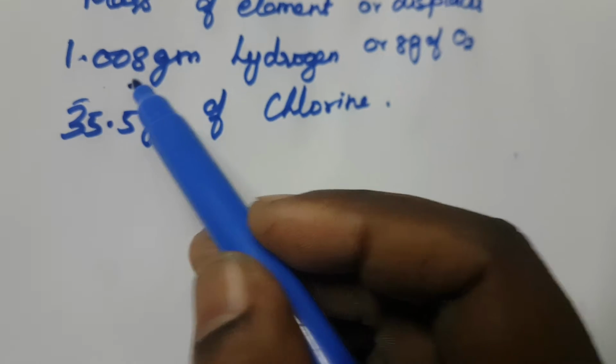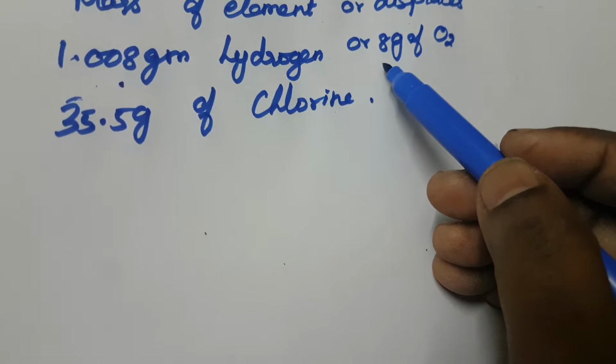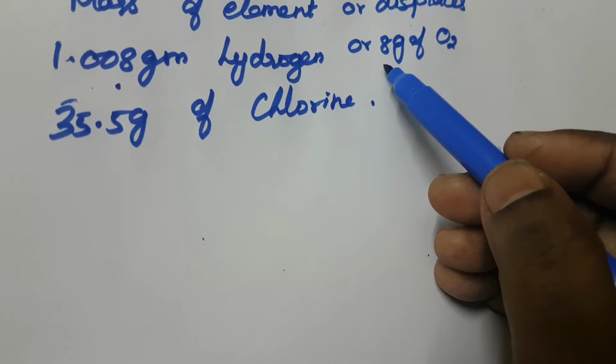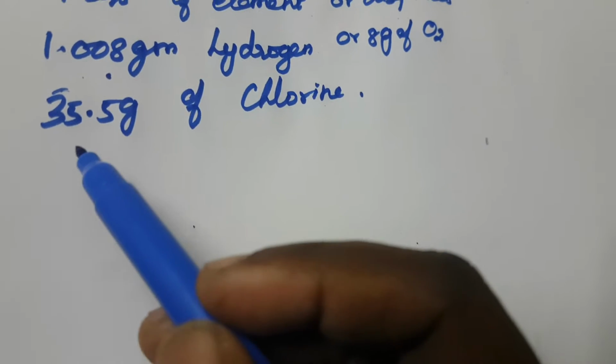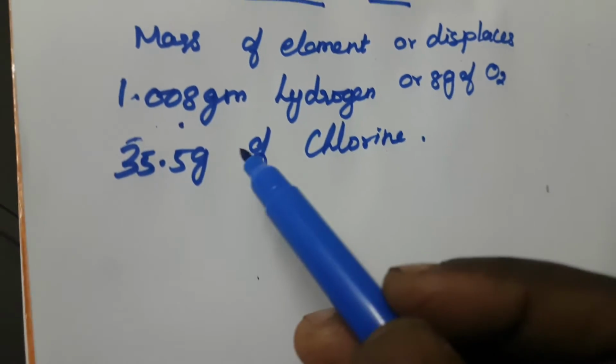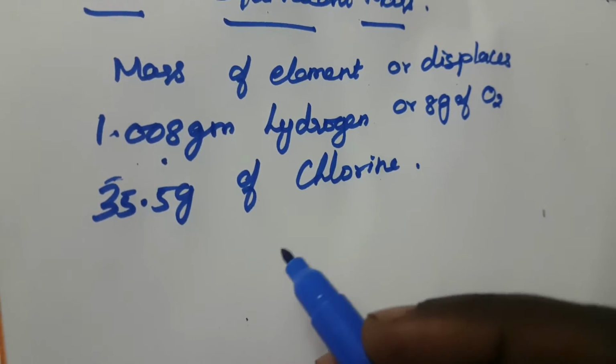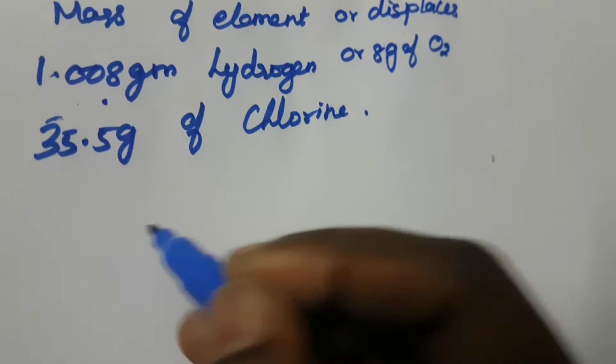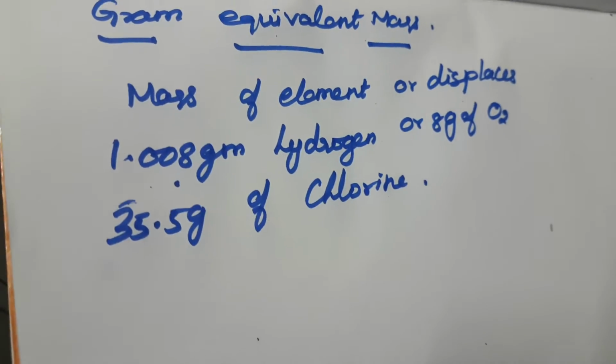1.008 is the atomic mass of hydrogen, 8 is the atomic mass of oxygen, and 35.5 is the atomic mass of chlorine. Okay, so these are all the mass of an element. Here, how can it be explained? That is the first one. How can it be explained?